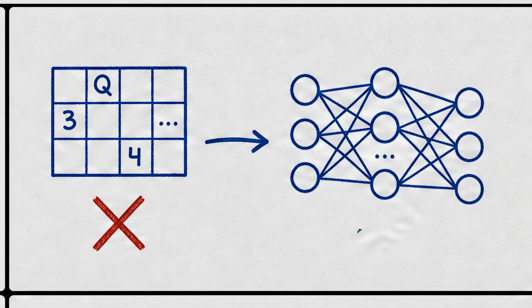DQN isn't perfect. It overestimates Q values. Double DQN fixes that. It treats all experiences equally. Prioritized experience replay fixes that. It outputs a single Q value. Dueling DQN separates state value from action advantage. But those are refinements. The core idea, neural network as Q function, opened the door to everything that followed.